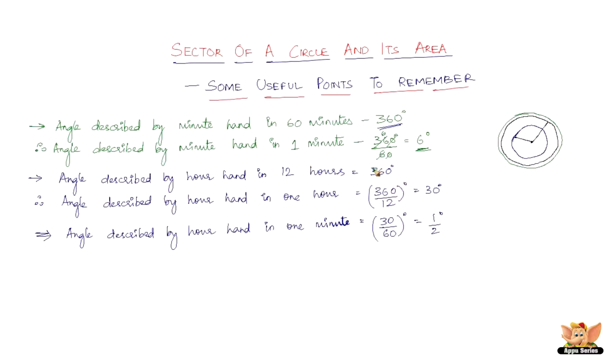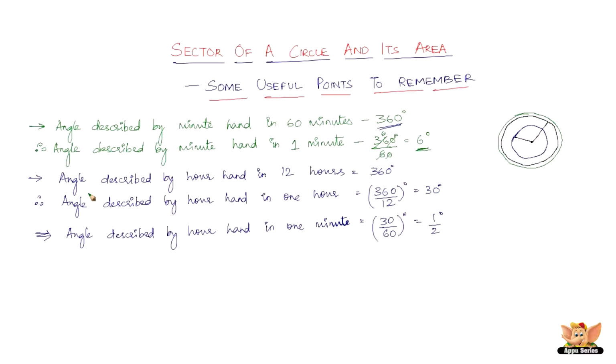Then what is the angle described by the hour hand in 1 hour? It's going to be 360 divided by 12, because when it completes a circle, it has finished 12 hours, right? So to find the angle described by the hour hand in 1 hour, just divide 360 degrees by 12. You get 30 degrees. So an hour hand moves through an angle of 30 degrees to complete 1 hour, or it rotates through 30 degrees in 1 hour.